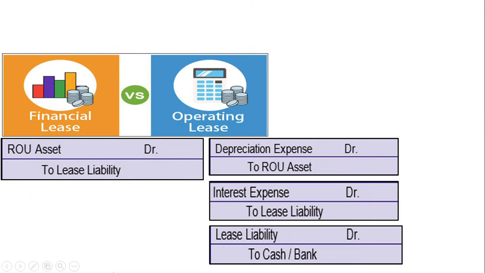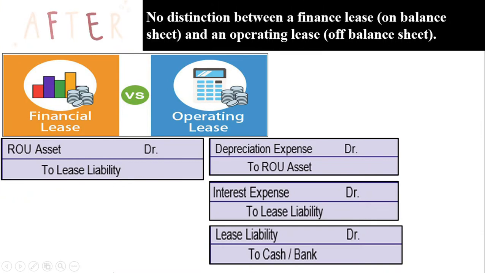So in order to explain more, what exactly is the change? First of all, there is no distinction between finance lease and operating lease. Irrespective of the type of lease, the entries are as follows. Please keep in mind this is only the lessee's point of view. From the lessor's point of view, there is no change at all. So what exactly should the lessee do?